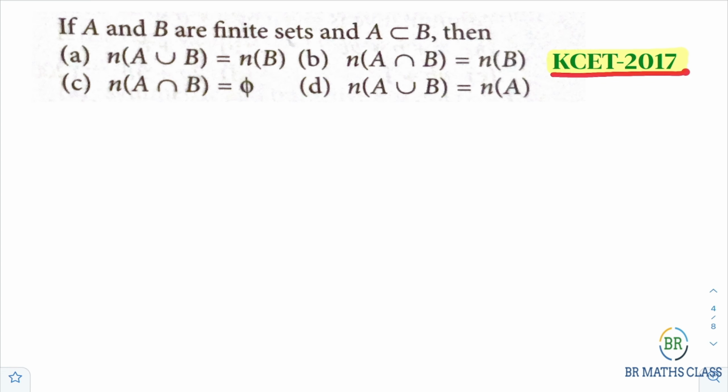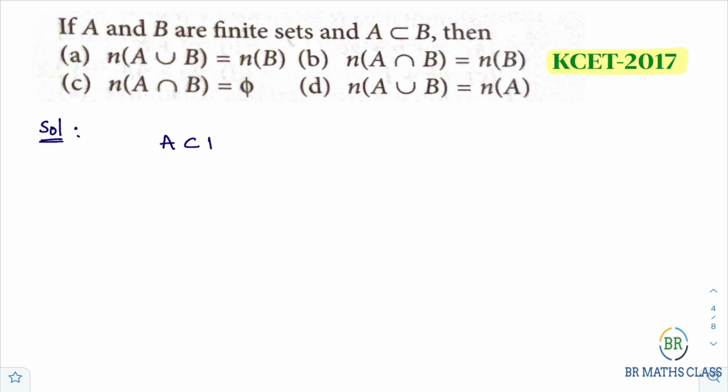This is the question given in KCET 2017. You observe this question. What have they given? A and B are two finite sets and A is a subset of B. Then which of the following are true? Here in the theory part we learned about this. When A is a subset of B, what are the points you know?